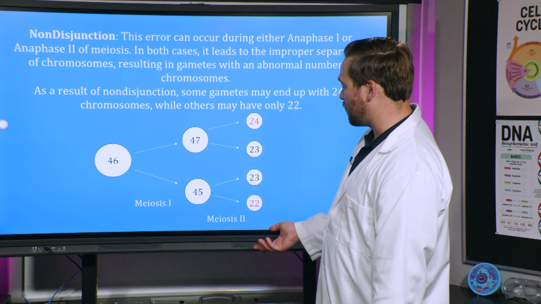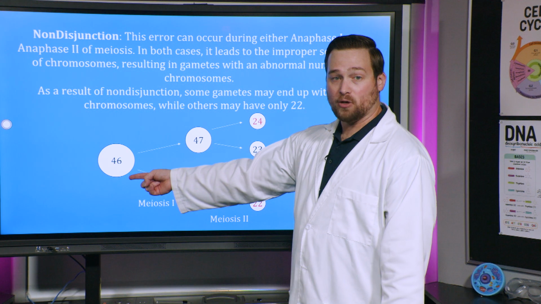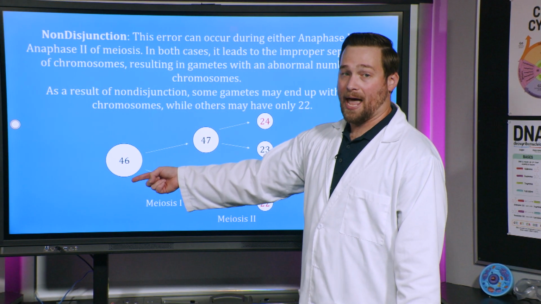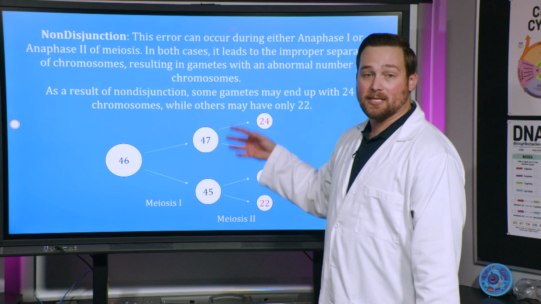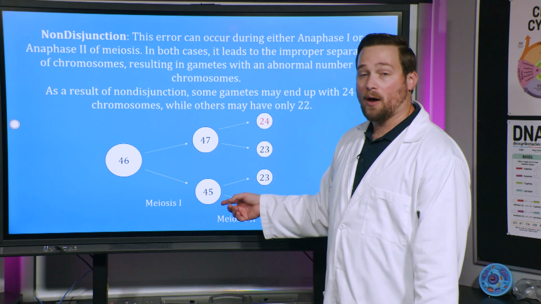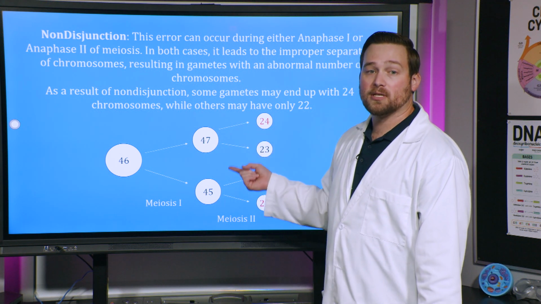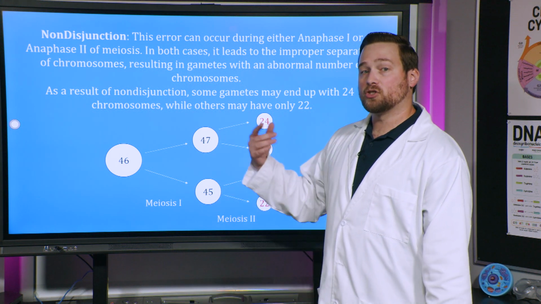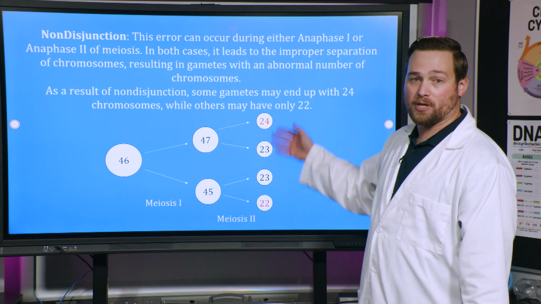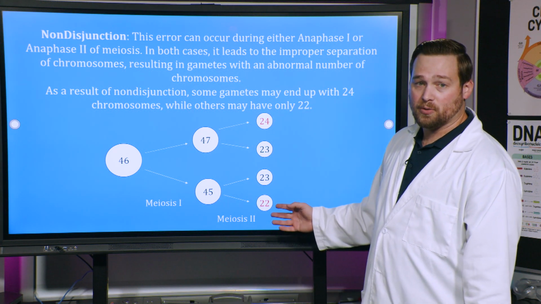So again, what's happening here? Well, let's take a look at what's going on. So here we have 46 chromosomes. That's the number that you want. But during meiosis, if they don't all separate correctly, if non-disjunction happens, then we might get cells with the wrong number of chromosomes. So this one got one extra and this one got one fewer than it was supposed to. That means that this cell has 47 chromosomes and this one only has 45. Well, if non-disjunction happens again, the gametes are going to have the wrong number of chromosomes. Now this one has 24 up top, this one has 22 at the bottom.